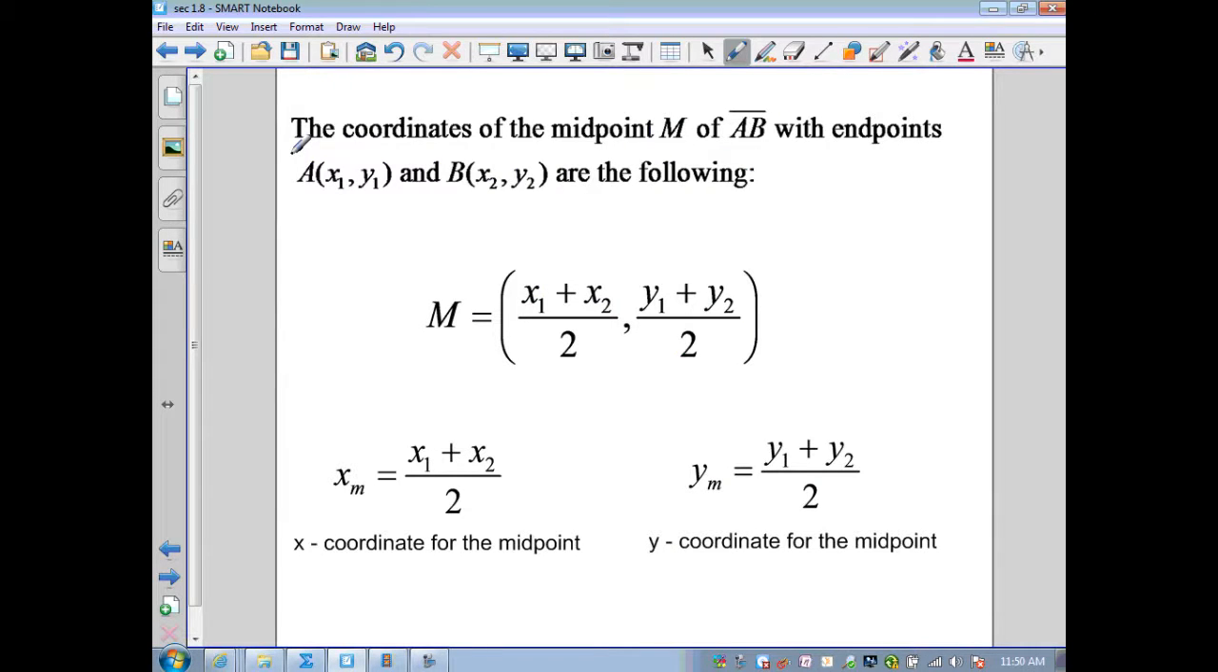Next, we want to determine the coordinates of the midpoint M of segment AB, with endpoints A being x sub 1, y sub 1, and B being x sub 2, y sub 2. The formula for the coordinates of the ordered pair are going to be (x1 plus x2) over 2 for the x coordinate, and (y1 plus y2) over 2 for the y coordinate. I've broken them into two separate formulas, the x coordinate midpoint and the y coordinate midpoint.